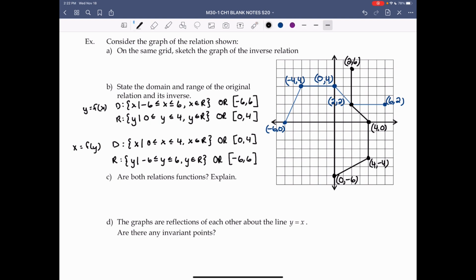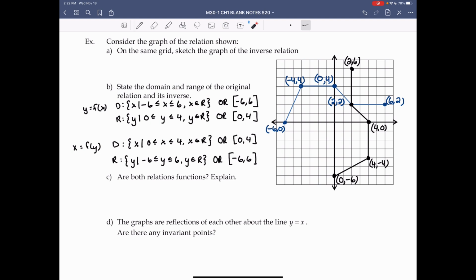C. Are both relations functions? Explain. The original relation, which we'll call f of x, passes the vertical line test. If we take a vertical line and shift it anywhere left to right, it's only ever going to touch one location at a time, so that is a function.